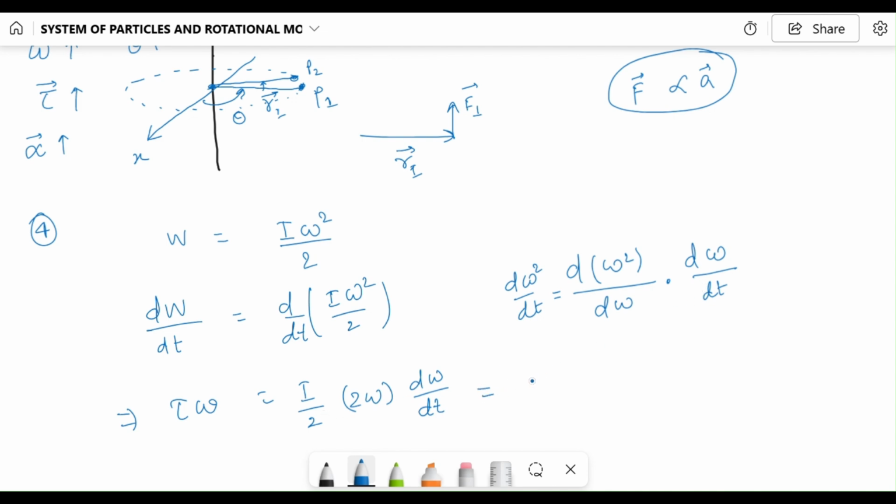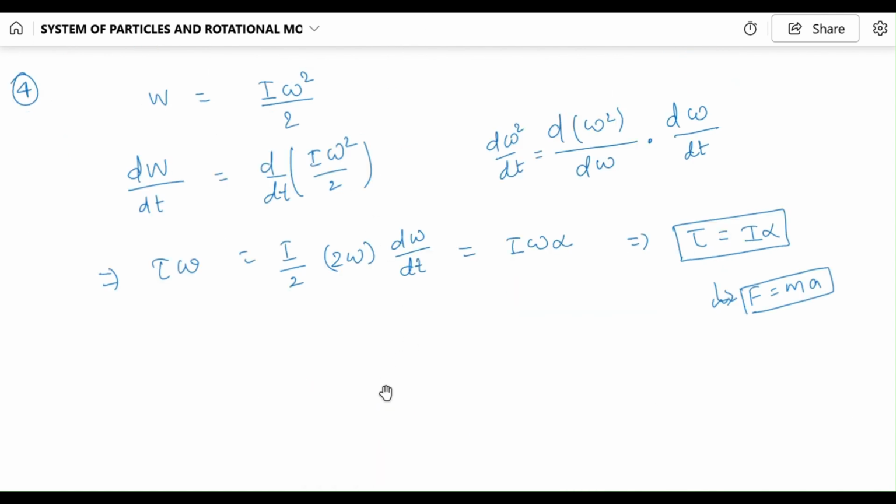Now we know this I omega, and we know this part d omega by dt, that is angular acceleration. And then we will have here tau equals I alpha, and we know this thing. This is nothing but Newton's second law in case of rotational motion. So here we have the case of linear motion, and this is the analogy for the same in case of rotational motion. Okay.